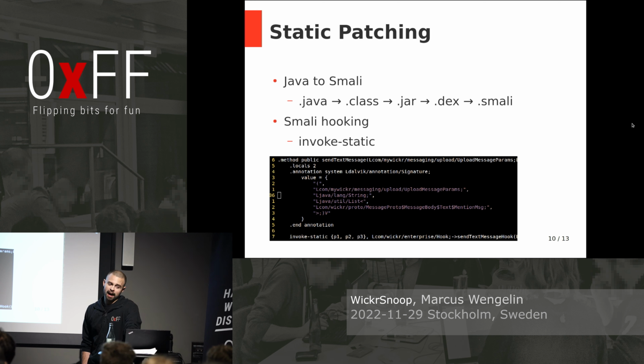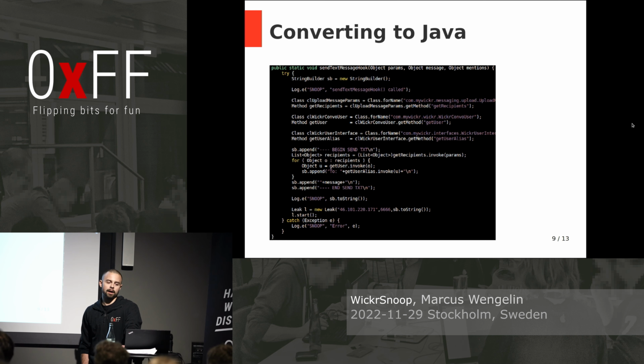So how do we actually patch the application now? Well, the first step is to convert the Java source into Smali. This is fairly simple: you compile it into a Java class, make it into a jar file, then convert it to dex, and then disassemble back to Smali. Quick question, how did you go from JavaScript to Java? Was that manual? Yeah, it was manual. I just wrote that basically.